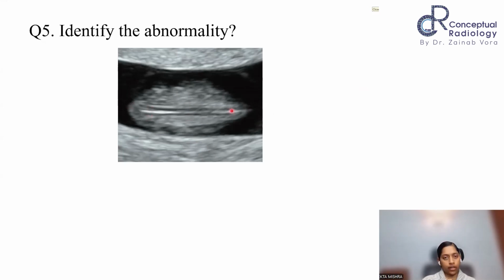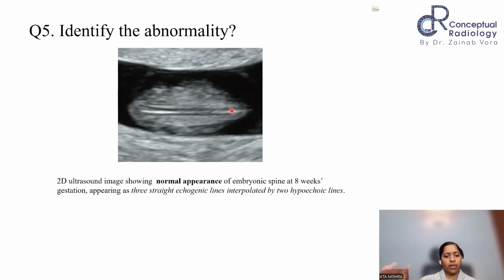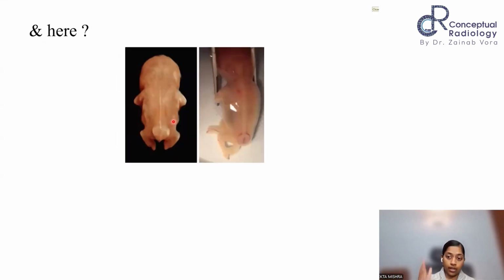And this is how you look at the spine once you're doing a scan of a 12, 13 weeker in the coronal plane. So this is a normal scan, coronal plane, normal appearance. 3 echogenic lines separated by 2 anechoic or hypoechoic areas, coronal section, 3 ossification centers.